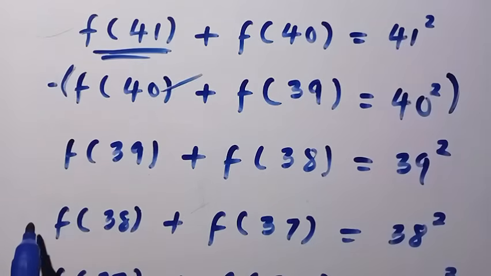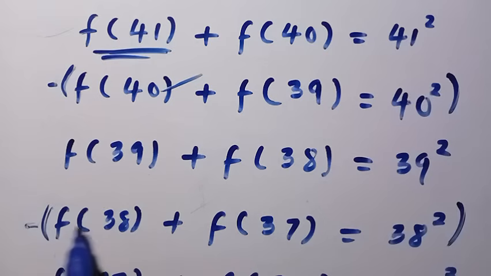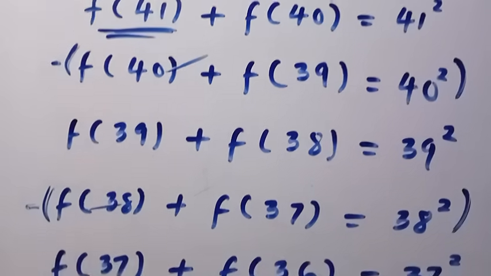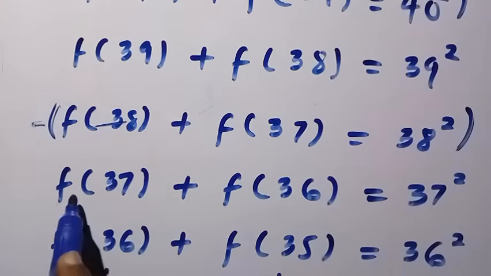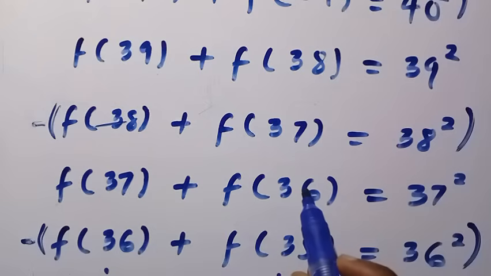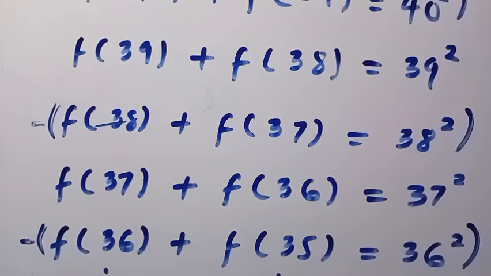Then followed by introducing a negative to this next line. When we introduce the negative here, this one cancels this. And also, we will not introduce a negative to this. We jump to this one. When we introduce the negative, this cancels this. And that's how we keep going till we reach the final.